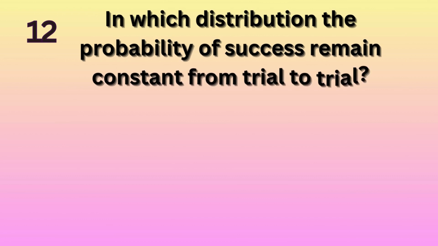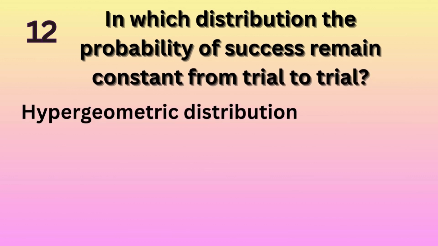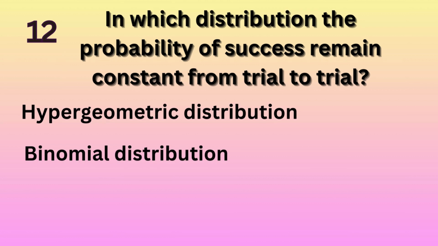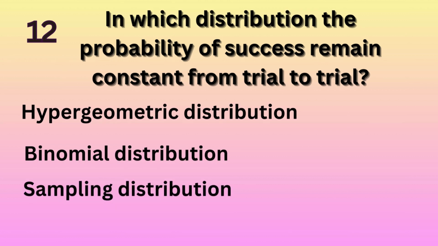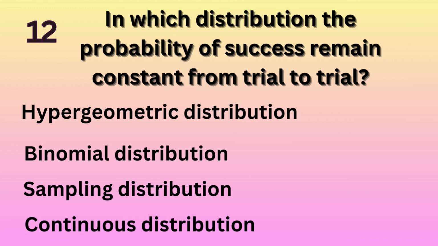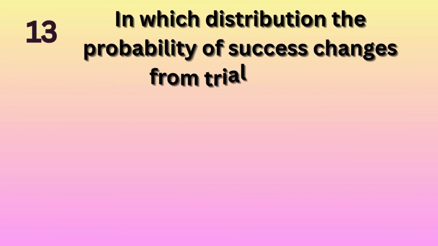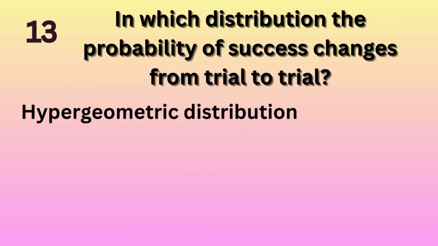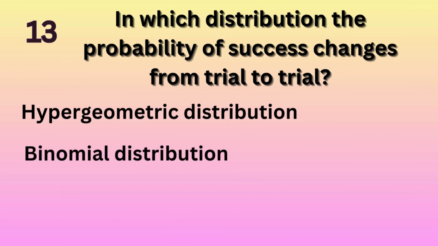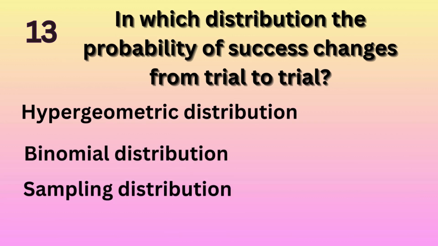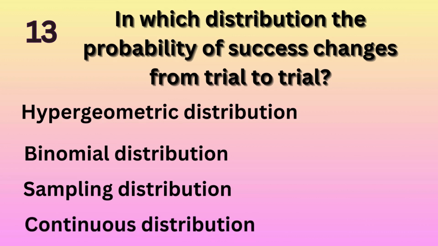In which distribution does the probability of success remain constant from trial to trial? The options are hypergeometric distribution, binomial distribution, sampling distribution, continuous distribution. The correct option is binomial distribution. In which distribution does the probability of success change from trial to trial? The options are hypergeometric distribution, binomial distribution, sampling distribution, continuous distribution.